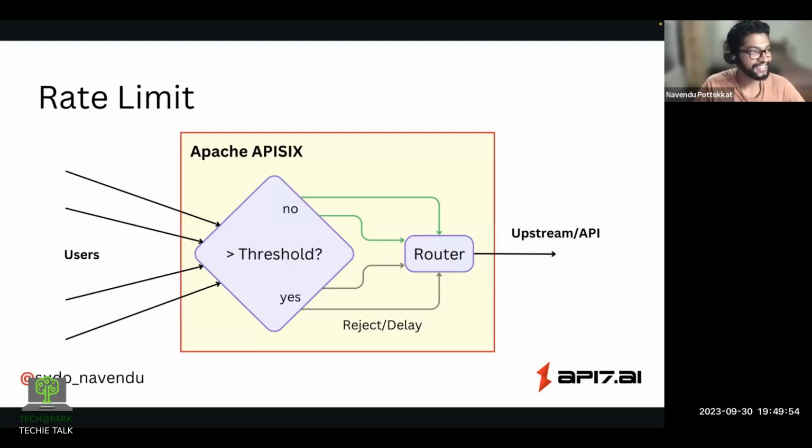And what are the other popular API gateways? There are a lot of API gateway providers, both open source and proprietary. Most cloud providers like GCP, AWS, and Azure have their own API gateways, and there are also other open source API gateways.